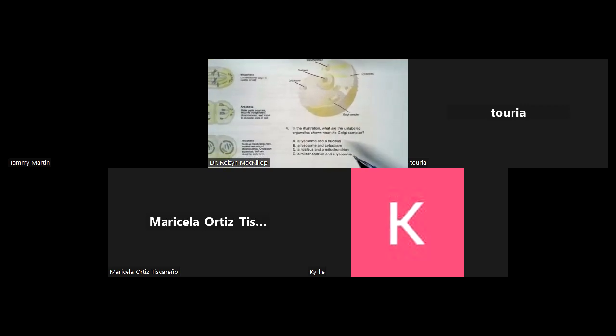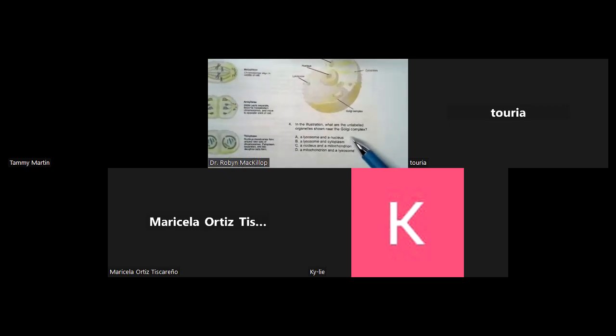Let's see what the question wants us to do. In the illustration, what are the unlabeled organelles shown near the Golgi complex? I don't even know if that's the right pronunciation. It might be Golgi.